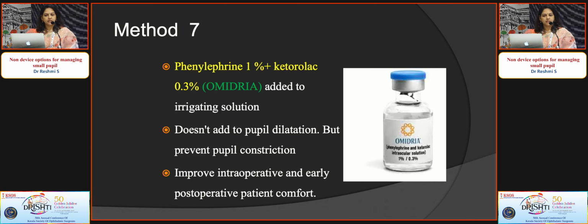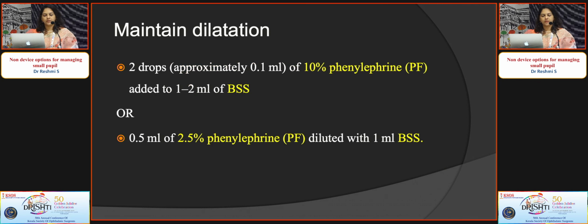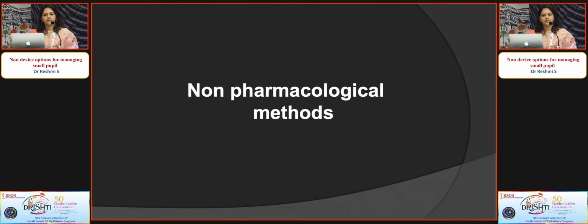Omidria is another method. It is a combination of 1% phenylephrine and 0.3% ketorolac. This can be added to the irrigating solution. This doesn't add to pupil dilatation, but it can prevent pupil constriction. This improves intraoperative and early postoperative patient comfort also. Now, in order to maintain dilatation, we can add 2 drops of 10% phenylephrine in 1 to 2 ml of BSS or 0.5 ml of 2.5% phenylephrine and dilute it with 1 ml of BSS.